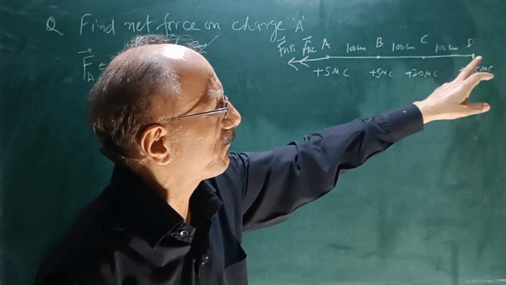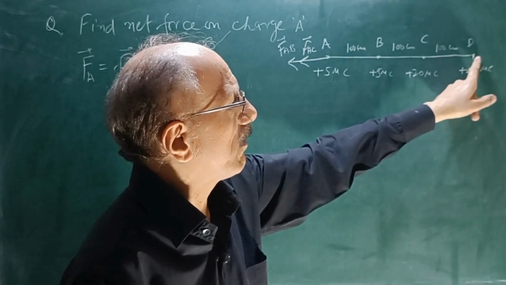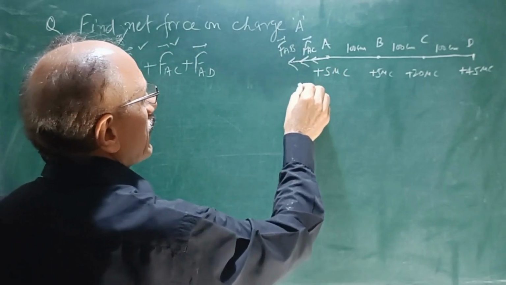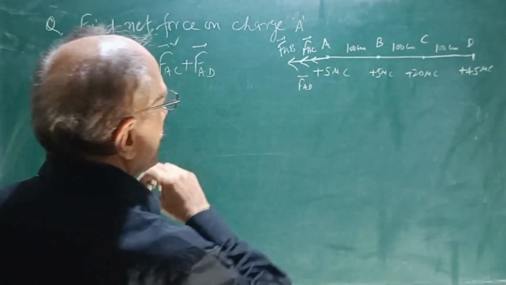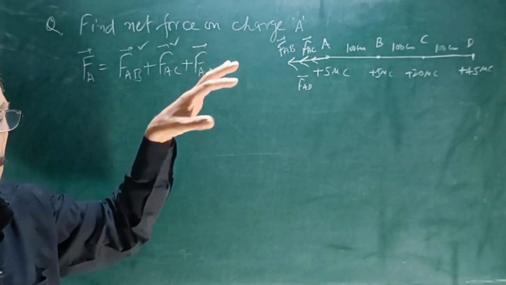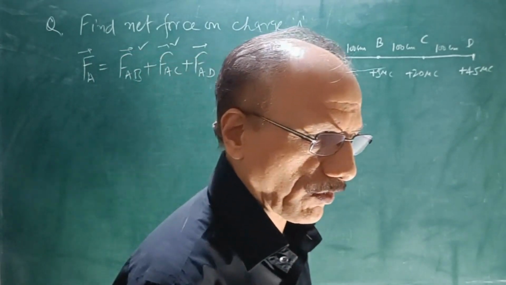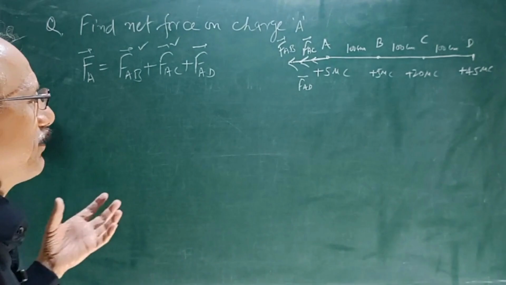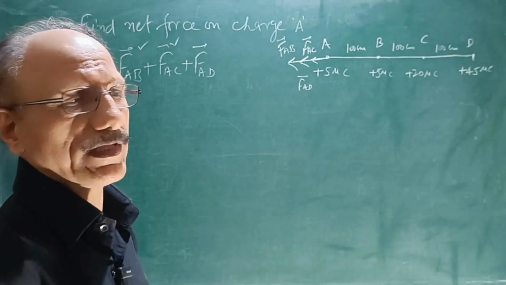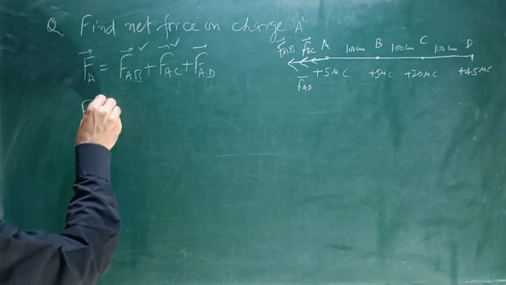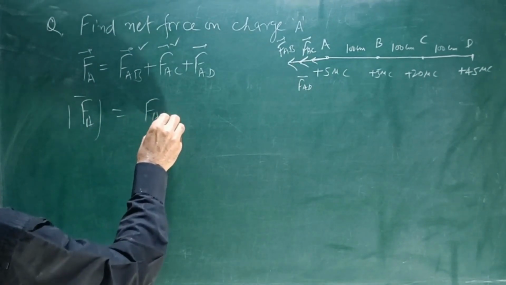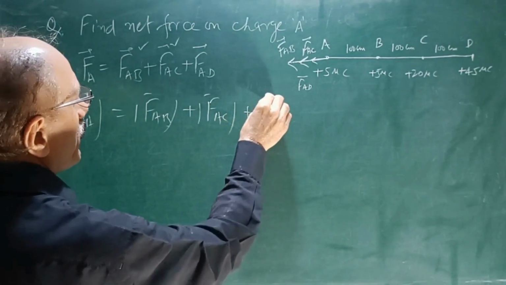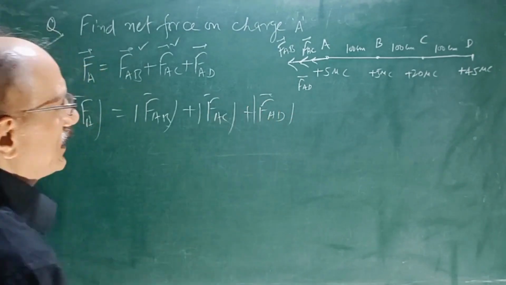Now similarly we can find the direction of the force on A due to D. Again D is positive, so this force will also be there and that will be called FAD. So all the three forces are in the same direction, and according to the vector law we have studied, when the vectors are in the same direction, the magnitude of their resultant is always equal to the sum of the magnitudes of the individual forces.